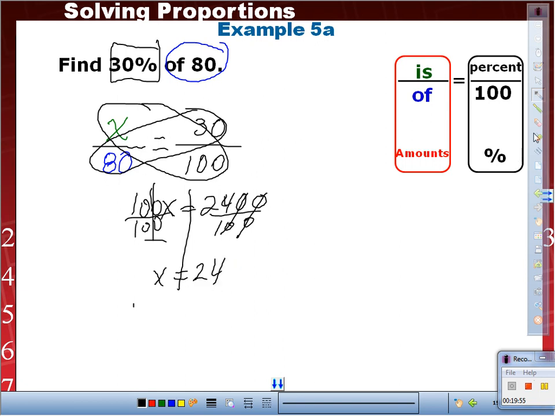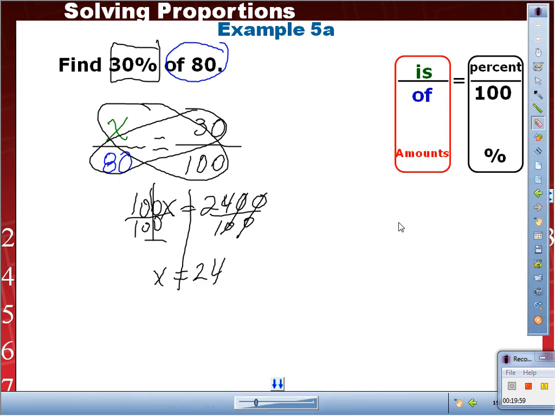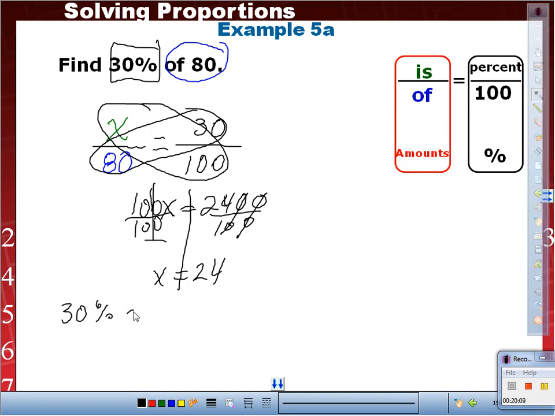And let's answer the question. The question was find 30% of 80. So what would be our statement? Everyone. 30% of 80 is 24. Pretty simple. Once again, what is the proportion that was given?